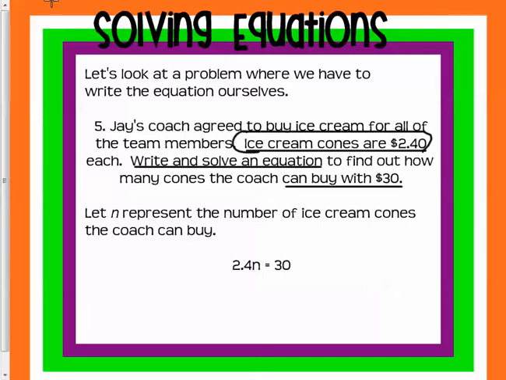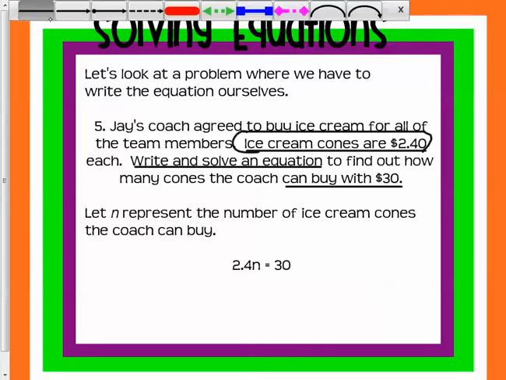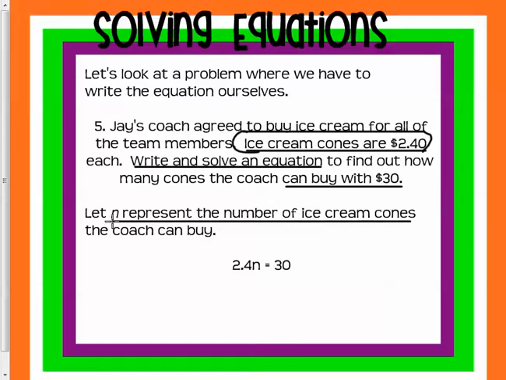Okay, so in this problem, I have Jay's coach agreeing to buy them ice cream, and each ice cream cone costs $2.40. They want us to write and solve an equation to figure out how many cones the coach bought with $30. So they want n to represent the number of ice cream cones. So let's underline that because that's important as well. And then we want each cone to cost $2.40. So $2.40 times n, or 2 4/10 n, equaling the total, which was the $30. Okay, so that's what it's equaling.